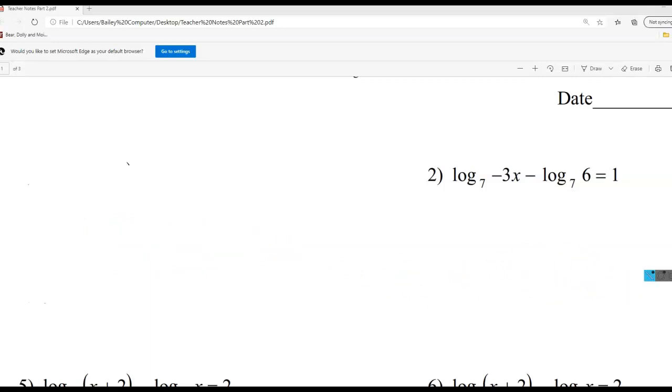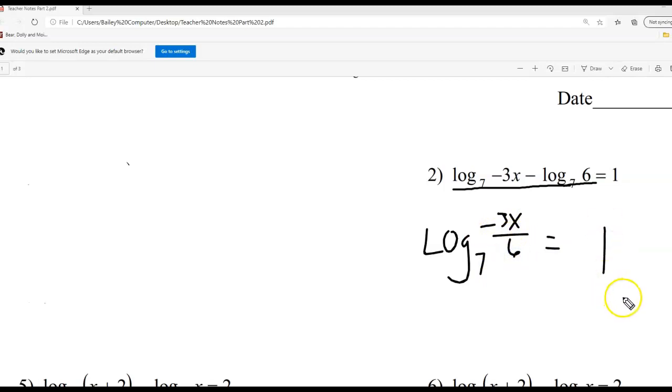Okay. So, like the last problem, we have 2 logs on this one side over here, and we want to put them together as 1. But since it's minus, the way we're going to put them together is as a fraction. So it's going to be negative 3x over 6.